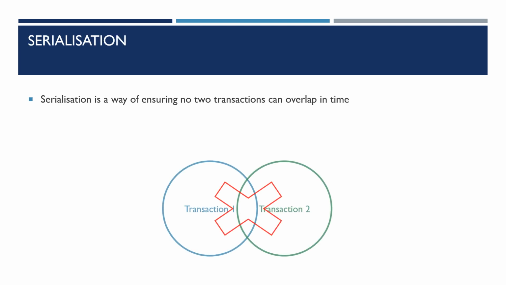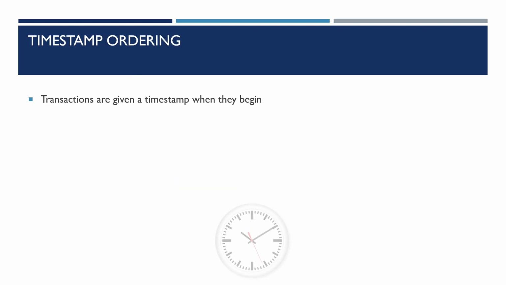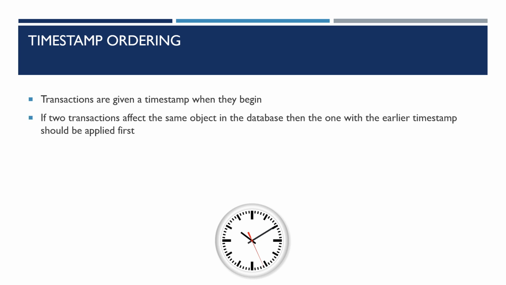Serialization is a way of ensuring no two transactions can overlap in time. A new transaction can't start until the old one is finished. It can be implemented using timestamp ordering or commitment ordering. With timestamp ordering, transactions are given a timestamp when they begin. If two transactions affect the same object in the database, then the one with the earlier timestamp should be applied first.